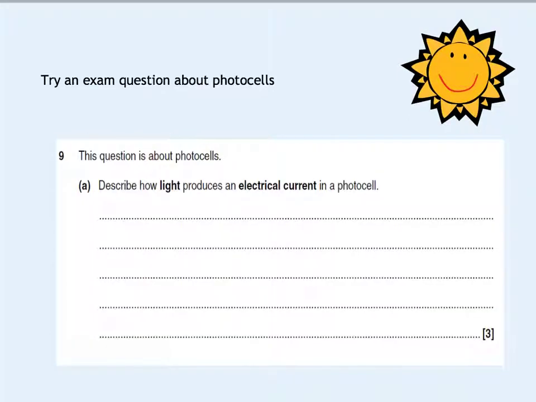Here's a question about photocells from a recent exam. You need to be able to describe how light produces an electrical current in a photocell for 3 marks. That means you need to make 3 distinct points to make sure that you get the marks. If you pause this slide and come up with your 3 points, and then I'll go through the answer.